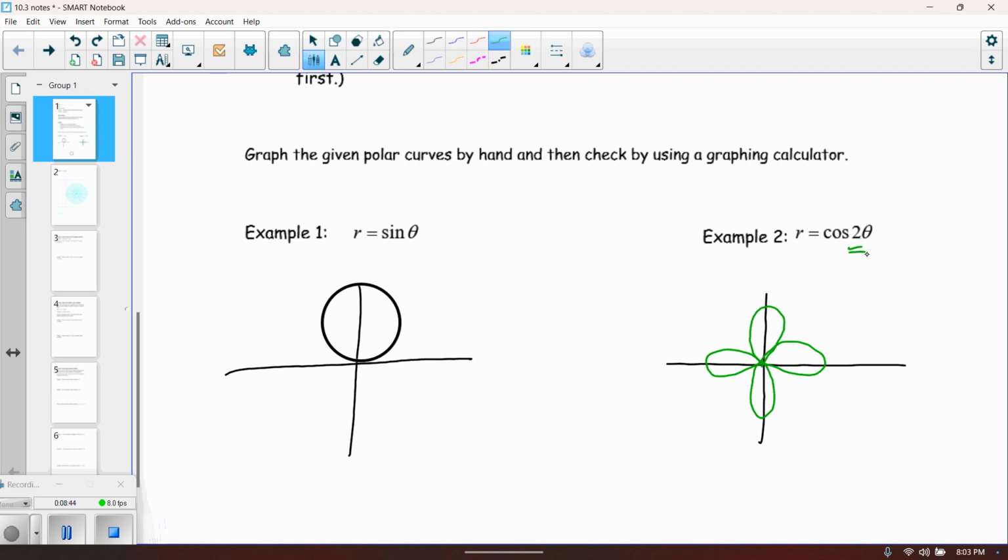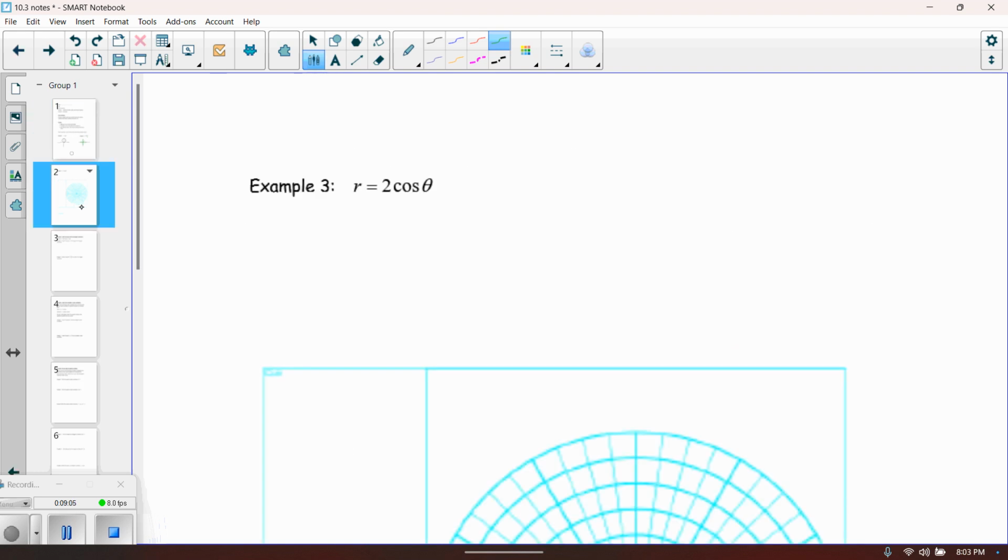There's also stuff that goes on with the symmetry. With cosine, it's symmetric to the x-axis. With sine, it's symmetric to the y-axis. Again, not all something that we have to necessarily memorize, but it is good to know if you happen to know these things. All right, the far more interesting thing is on the next page.